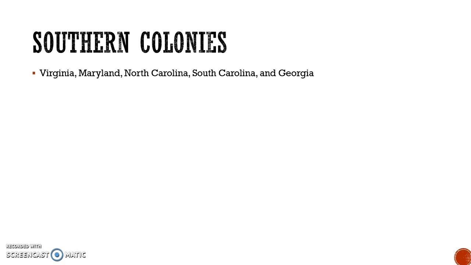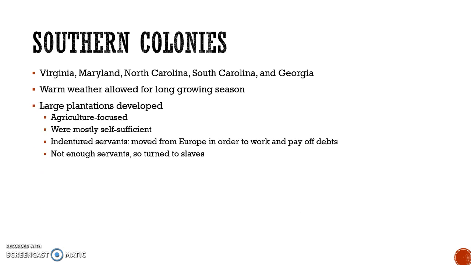And finally, we have the Southern colonies. The weather was a lot warmer here than the Middle and New England colonies, which allowed for a much longer growing season or farming season. Because of this, large plantations developed, which were essentially just large houses and farmlands. They were agriculture focused. They were self-sufficient, meaning they grew what they needed to eat and they made what they needed to make, such as clothes and furniture.